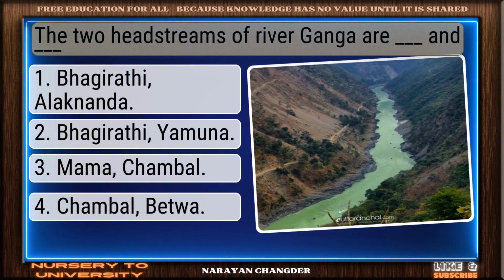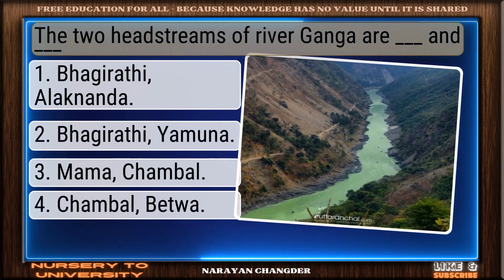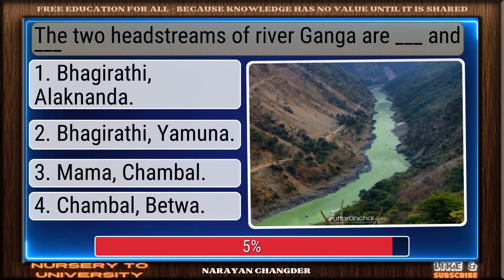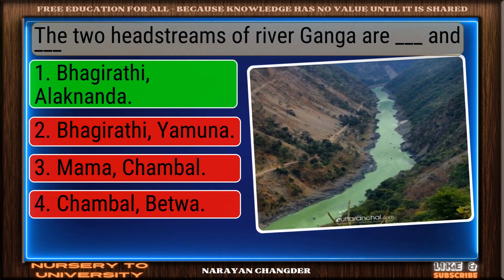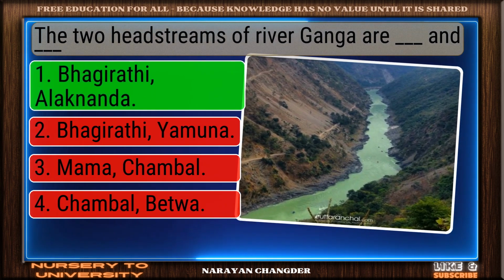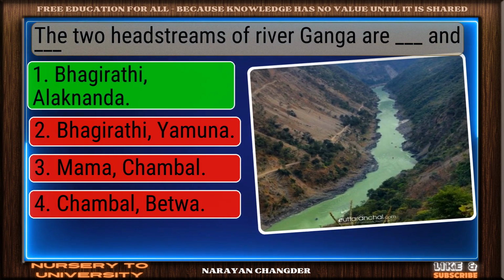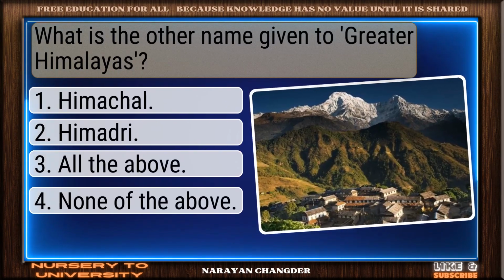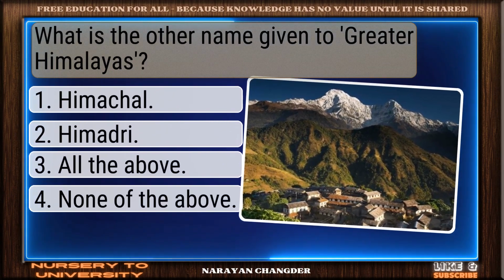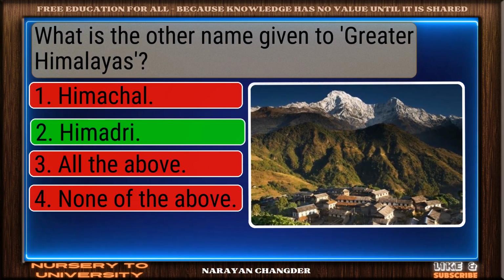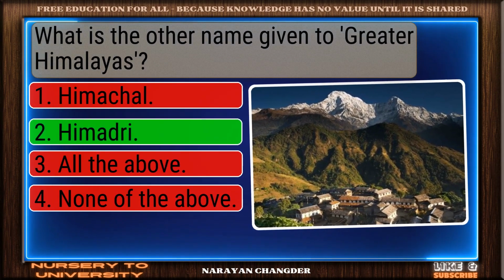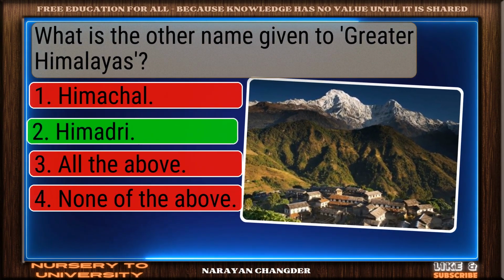Question number 113. The two head streams of River Ganga are Dashi and Dash. Excellent choice. Bhagirathi, Alaknanda is the right answer. Question number 114. What is the other name given to Greater Himalayas? Great job. Himadri is the accurate answer.